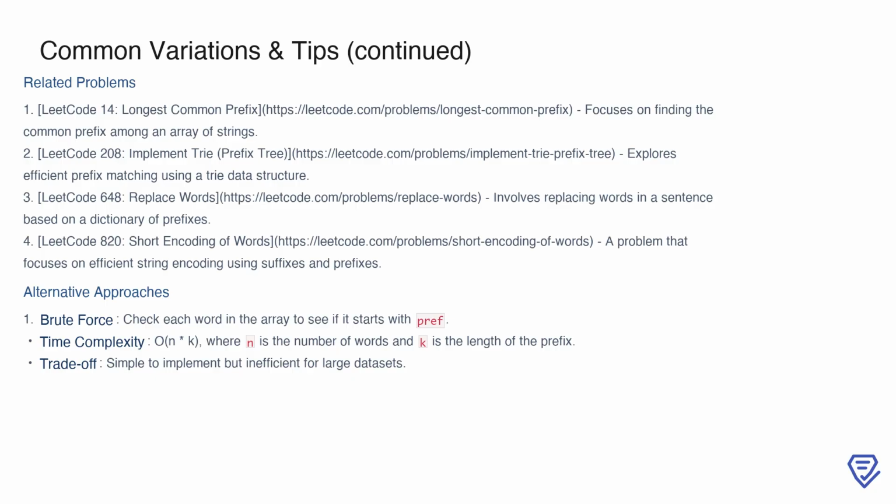When approaching this problem, you can also consider alternative strategies. A brute force approach involves checking each word in the array to see if it starts with the given prefix. While this method is simple to implement, its time complexity is n*k, which can be inefficient for large datasets. This trade-off between simplicity and efficiency is a key consideration when evaluating different approaches.